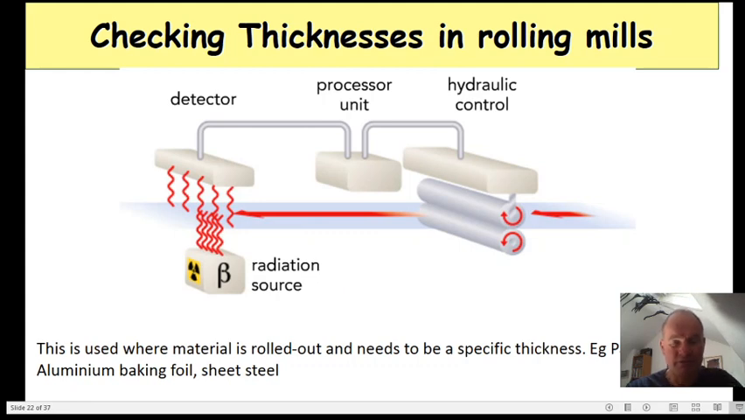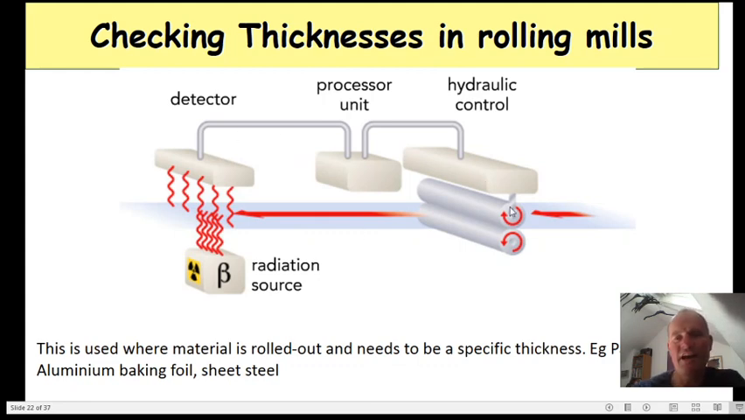Another important use, and one that crops up fairly regularly in past exam questions, is rolling mills. You need a material that has to be a certain thickness, and it comes out as sheets like paper, aluminium baking foil, or sheet steel. If it's thin sheet steel, we need to make sure it's the right thickness, otherwise if it's too thin or too thick, it's no good for its job, or we're wasting material by putting too much in.